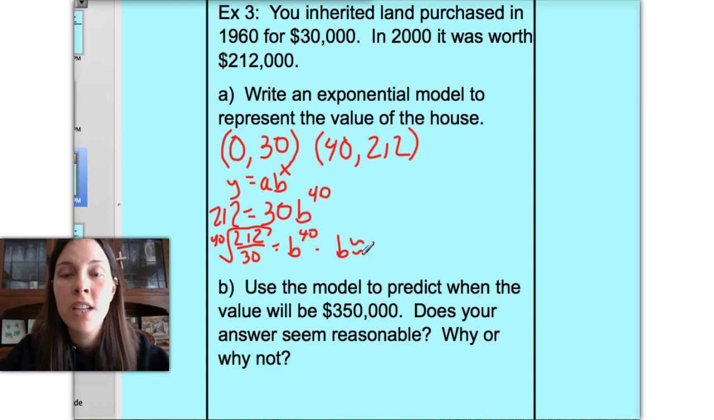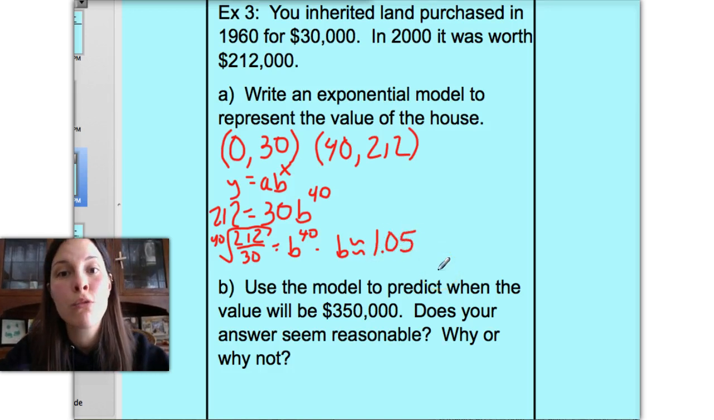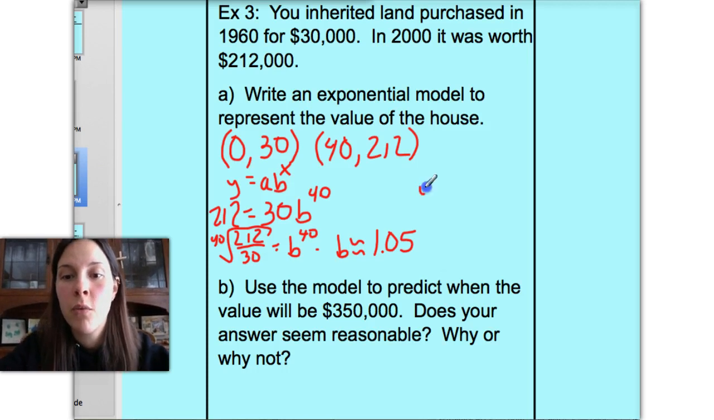And when you punch that in, you can either do 2 to the 1 over 40 power, or you can find that x root function on your calculator and type in 40, the x root, and then the 212 over 30. So I got for my b value about 1.05. So what that means is that it's growing, which is why it's bigger than 1. We already knew that it was growing, and it's growing at a rate of about 5% per year. That's that 0.05. So writing our model, we get y equals 30 times 1.05 to the x power.